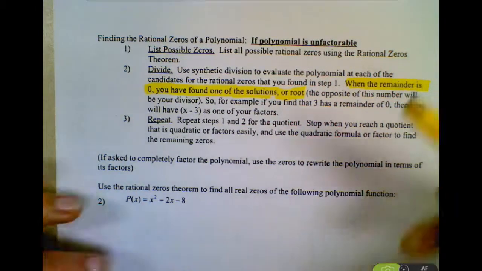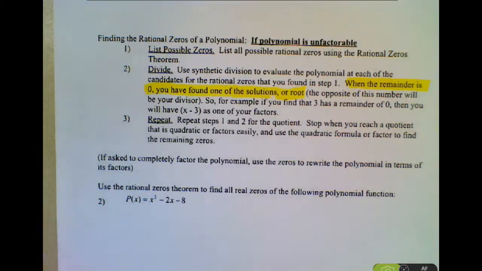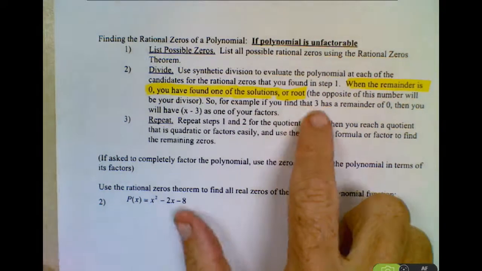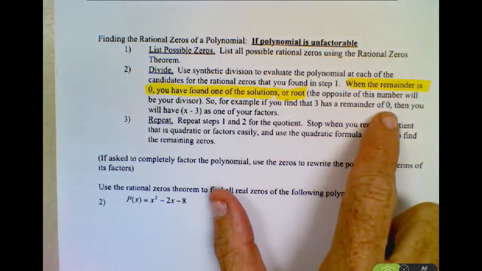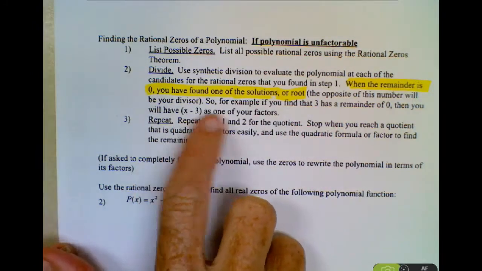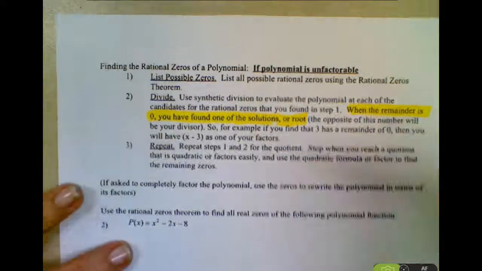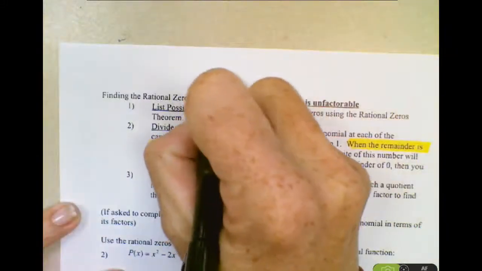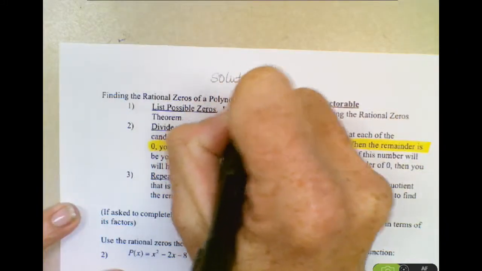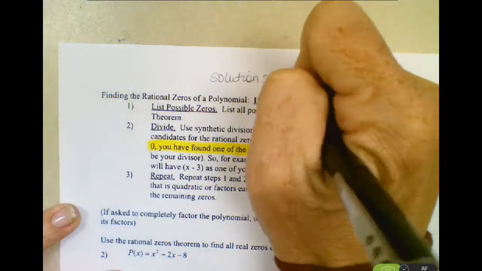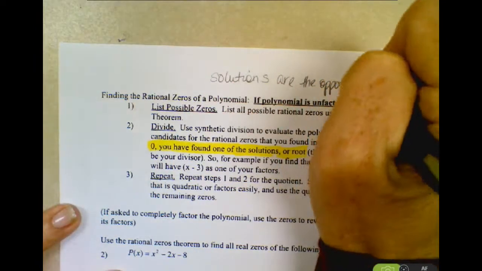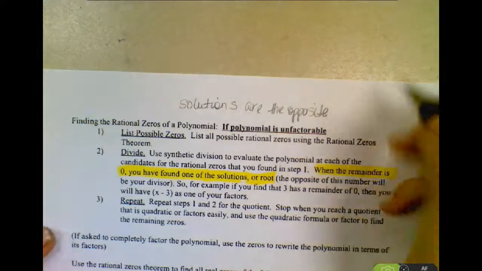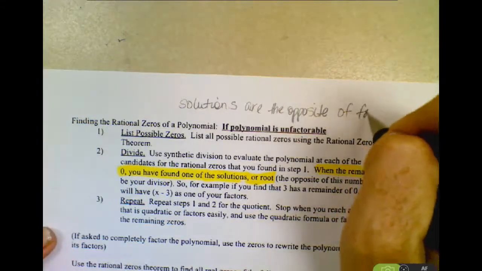The opposite of this number will be your divisor. So for example, if you plug in 3 in your synthetic division and it has a remainder of 0, then you will have x minus 3 as one of your factors. Remember that solutions are the opposite of factors. If you don't have that in your head yet, you should, okay?